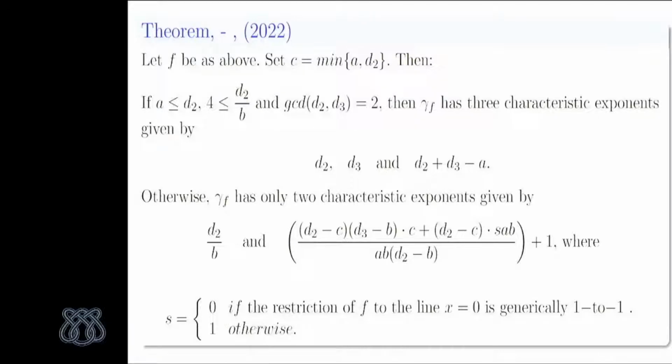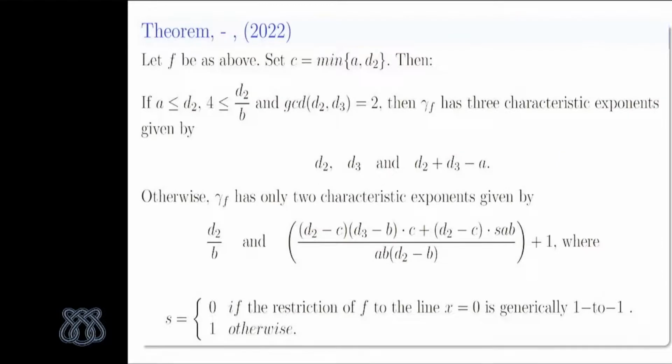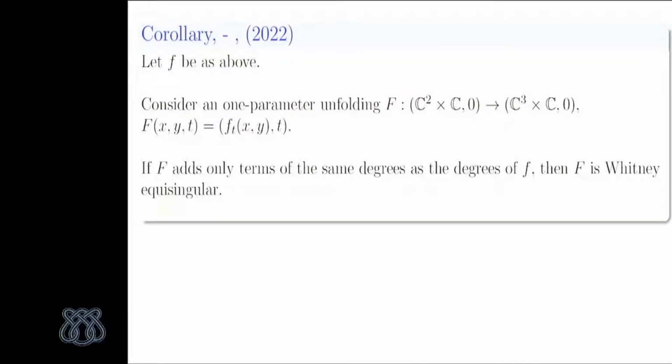Okay, so the proof is somewhat technical. I will avoid explaining technical details, but the idea is to divide it in several cases determined by the relations of the degrees, which appear in the normal form of quasi-homogeneous map germs, and study changes of coordinates. This case is not hard to prove. Okay, it's not so easy to see this.